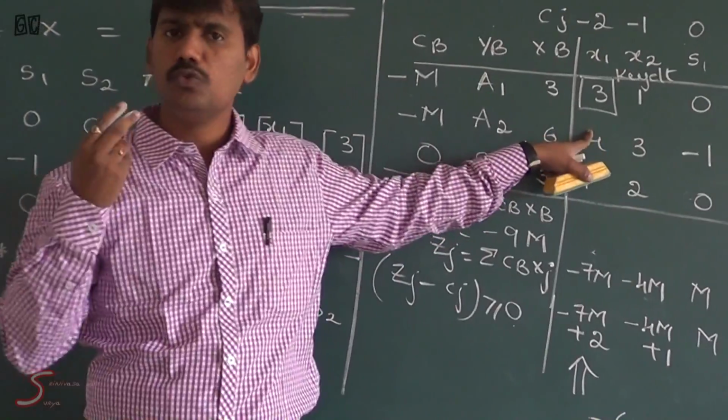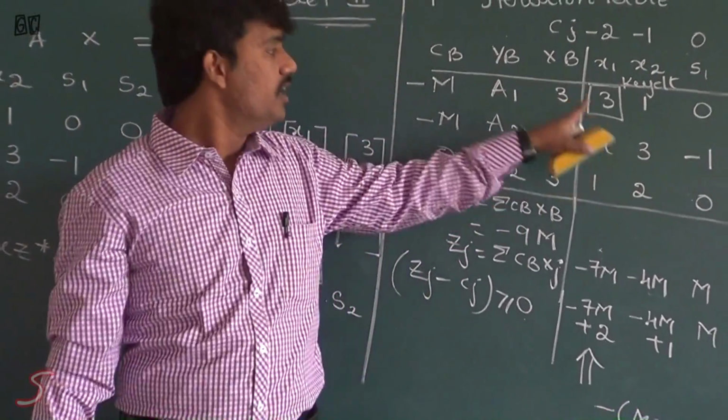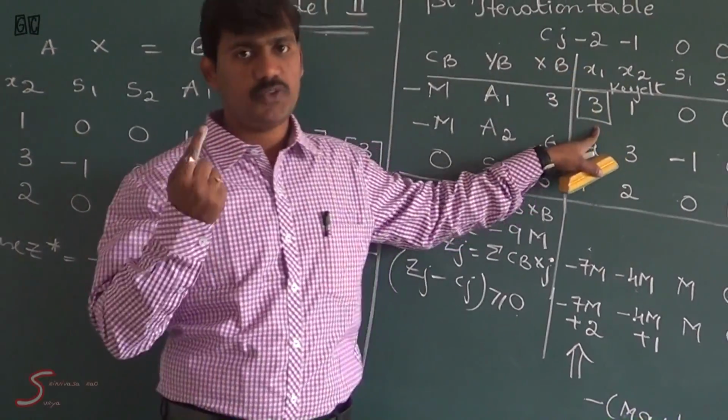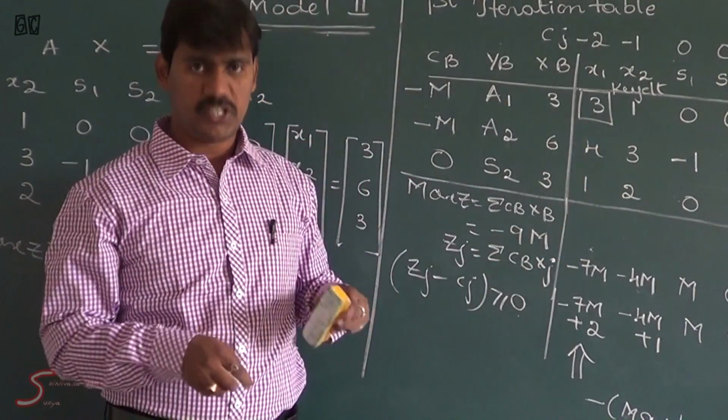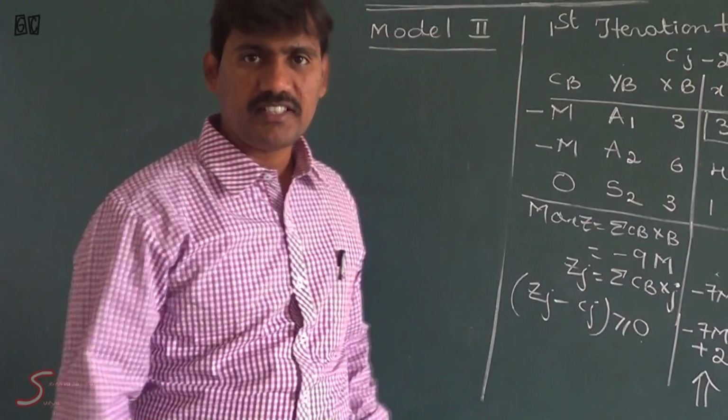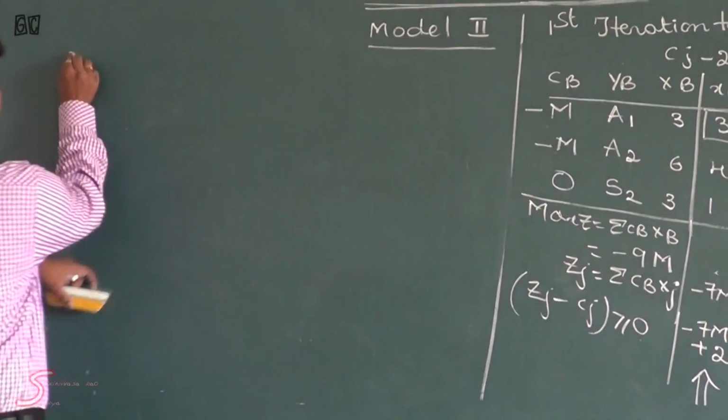After this we have to do two major steps. The first step is we have to make this key element unity by dividing itself, and make all the elements in the key column 0. The second iteration table is as follows, that is the second iteration table.